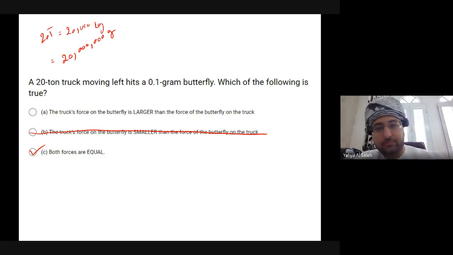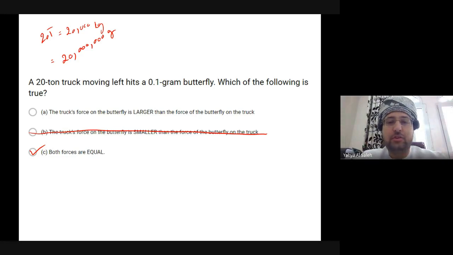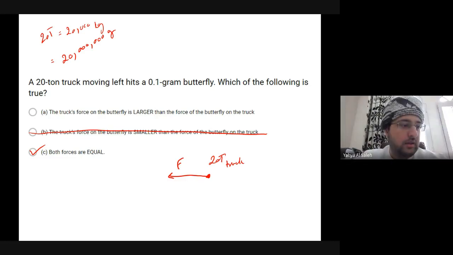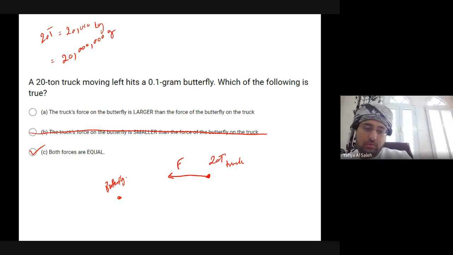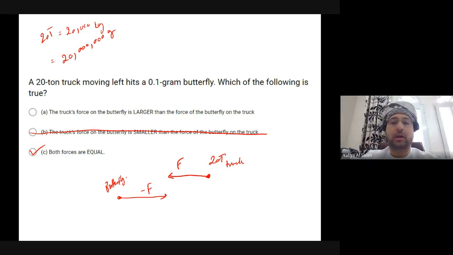Okay, well, remember we said each action has an equal and opposite reaction. So when the 20-ton truck exerted this force on the butterfly, the butterfly is going to exert the exact same force, but in the opposite direction on the truck.